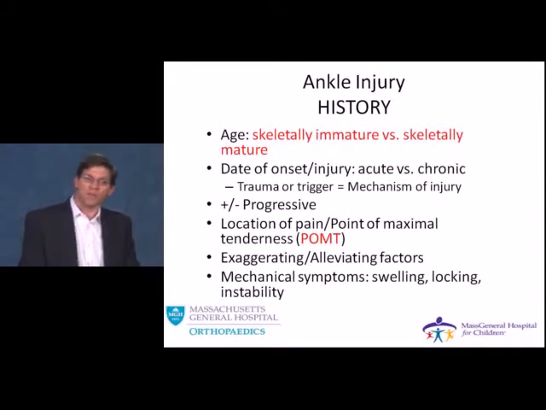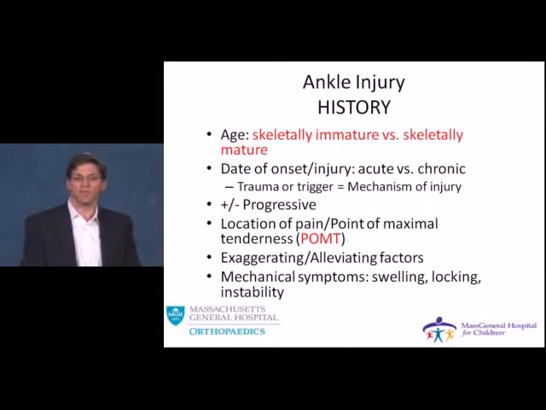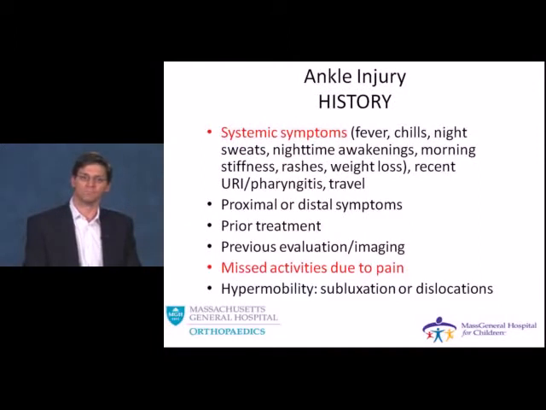And most importantly, you need to ask them for the point test. Where is the location of pain? Where is the point of maximal tenderness? When they want to show you all over, please ask them to say, where is the most pain? And then exacerbating and alleviating factors, in addition to mechanical symptoms, whether it be swelling, locking, or instability, which generally will point to more joint pathology.